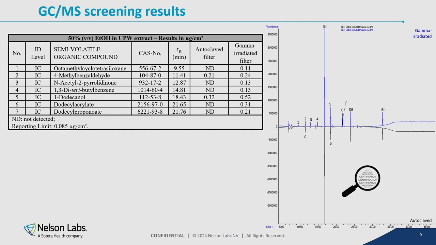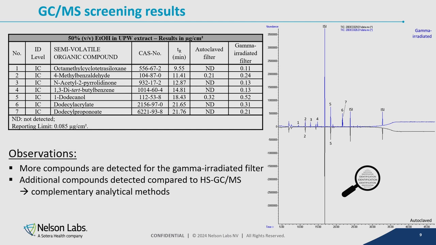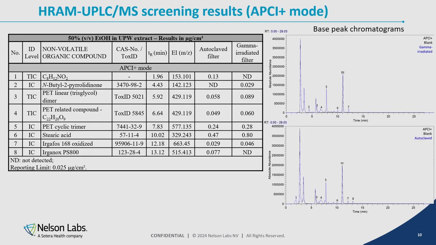For GCMS, we did the same exercise, and comparing the results, we can make the same observation that there are more compounds detected for the gamma irradiated filter, but also that additional compounds were detected compared to the Headspace GCMS analysis. And this is already an illustration that it's important to use complementary analytical screening methods to cover the whole spectrum of potential extractables that can leach from process materials.